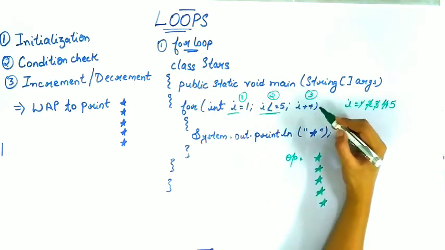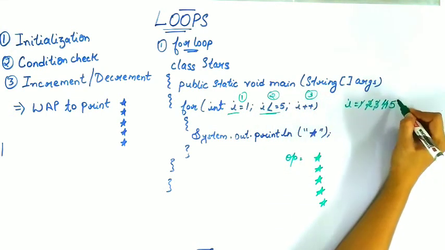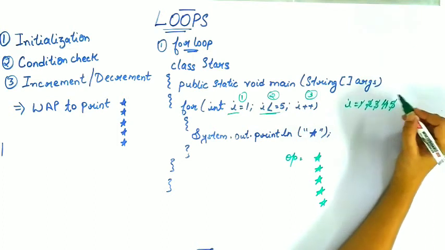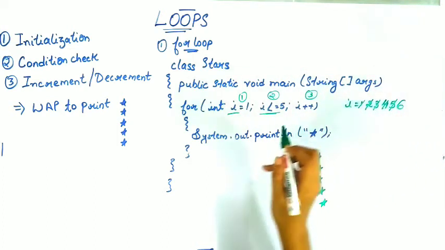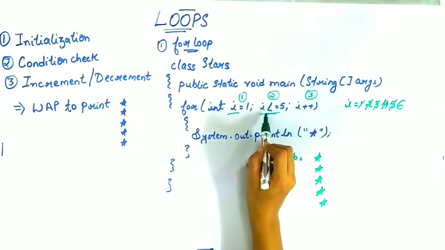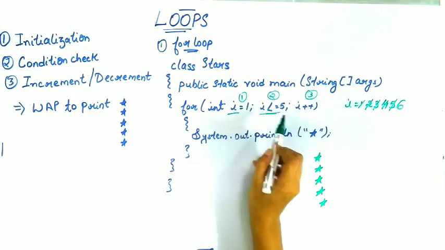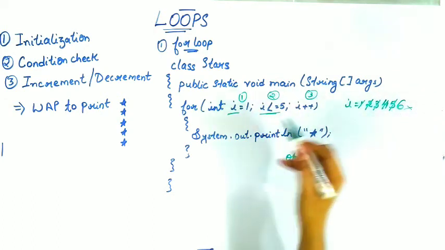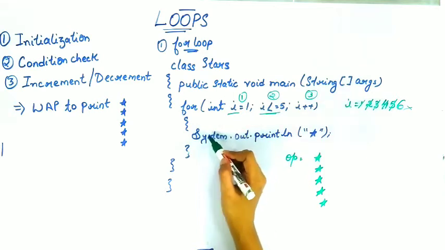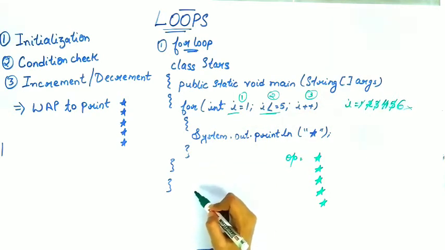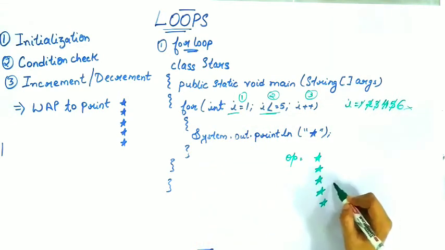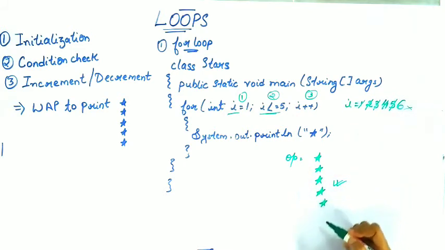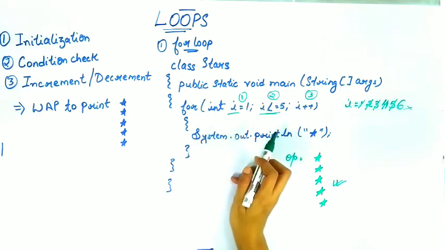Again, the compiler will go back and increment this I by 1. Again, the compiler will go back and check whether 6 is less than or equal to 5. No, the condition became false here. Therefore, the compiler will come out of the body of the loop and thus the 5 stars in a row will get printed. This is how for loop works.